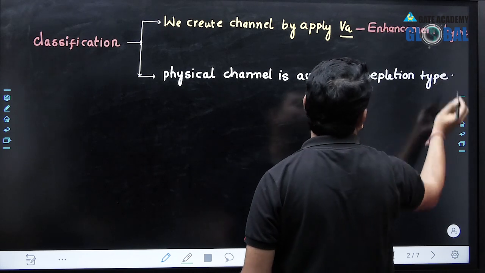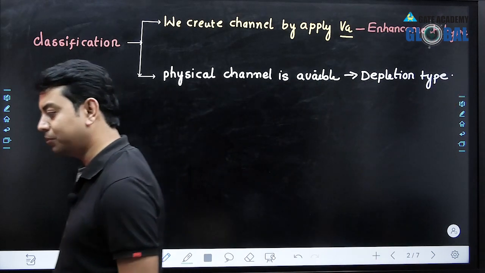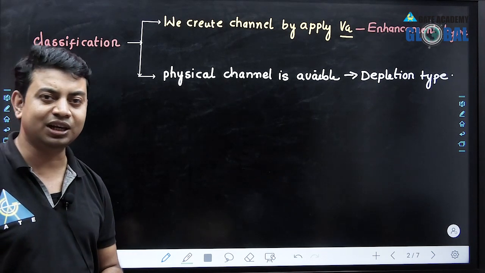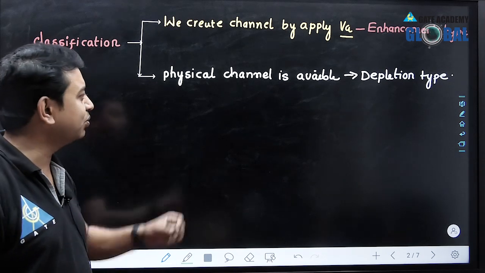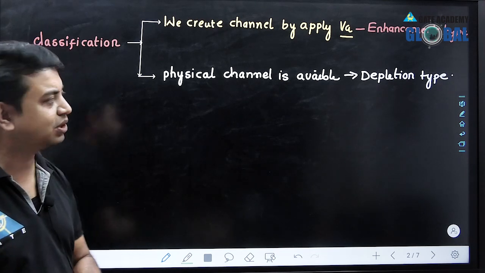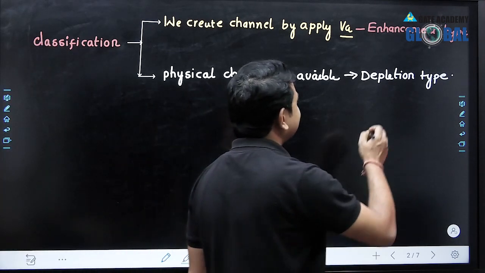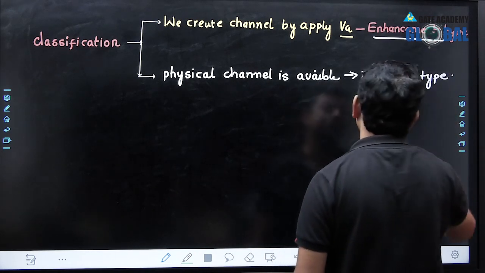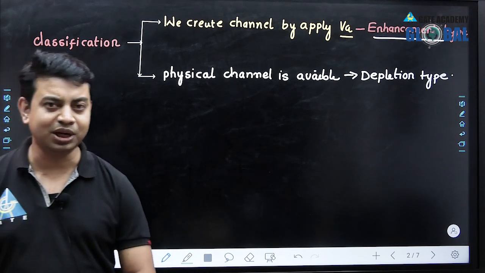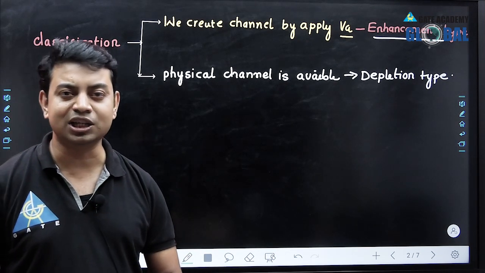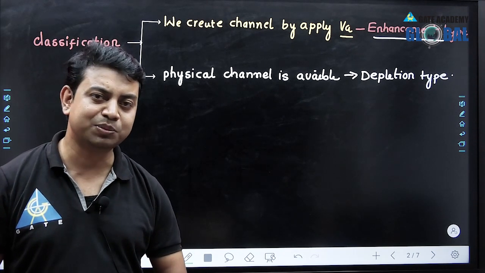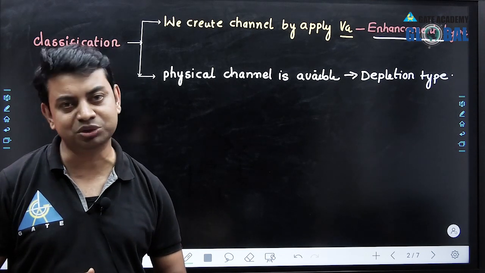In GATE we get both types of questions, either enhancement type or depletion type, but with very low frequency for depletion type MOSFET; 90 to 95% of the questions will be from enhancement type MOSFET. But we won't take any risk, because they do not mention whether we are going to take only enhancement type or depletion type. This is only because enhancement type MOSFET is mostly used in practice. That's why we use enhancement type MOSFET in our analysis of GATE questions also.